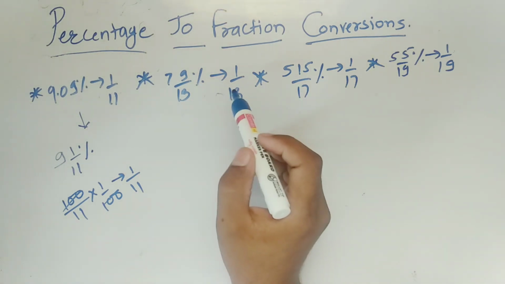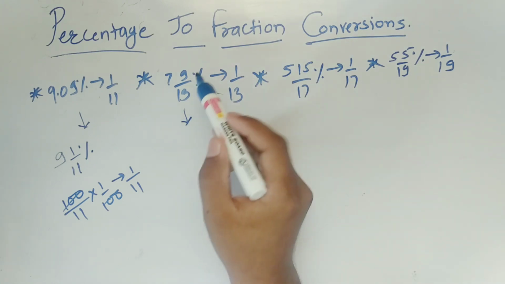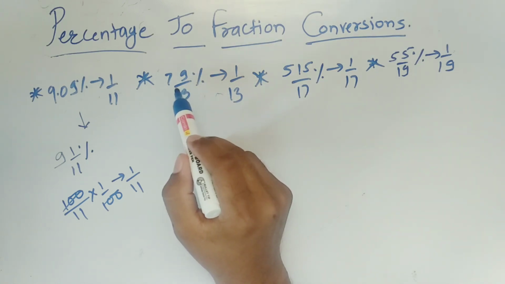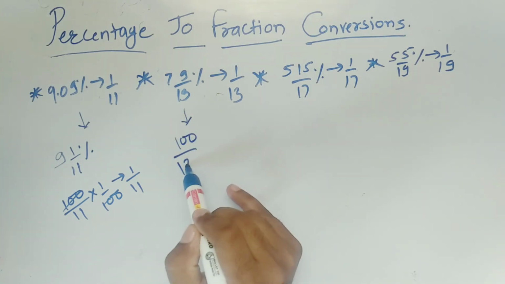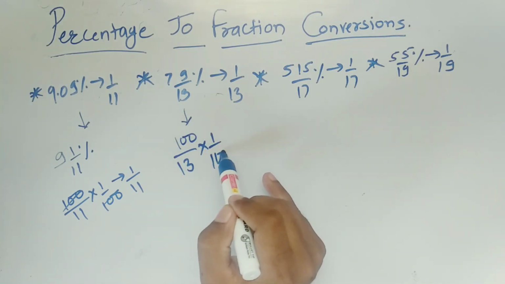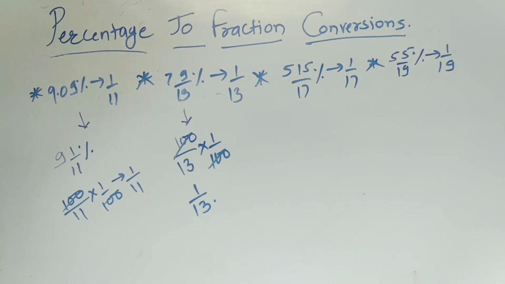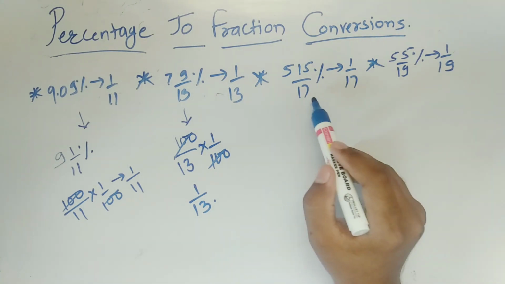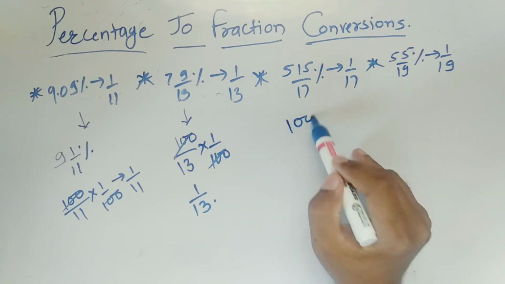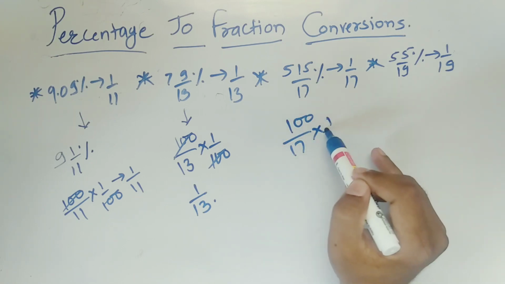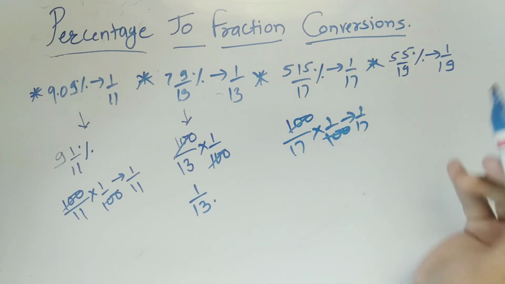Similarly for the fraction value 1 by 13, this percentage can be calculated as 13 sevens are 91 plus 9, 100 by 13 into its percentage 1 by 100. 100 gets cancelled out and we get the ratio 1 by 13. Similarly for 1 by 17, 17 fives are 85 plus 15, 100 by 17 into its percentage 1 by 100 gives us the ratio 1 by 17.